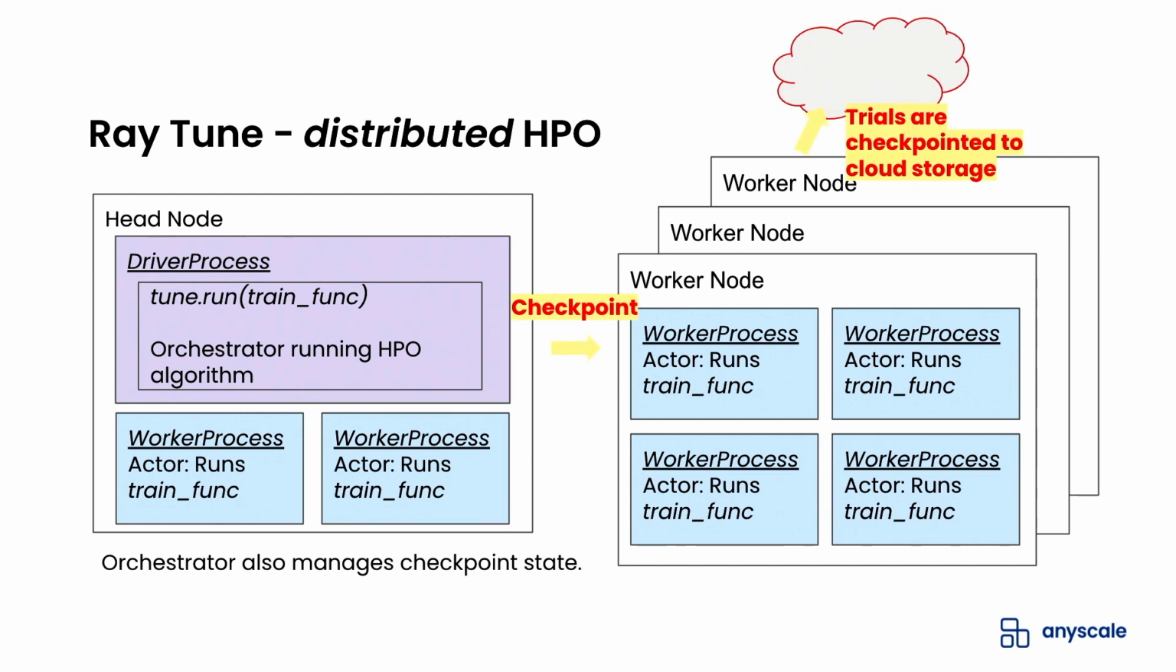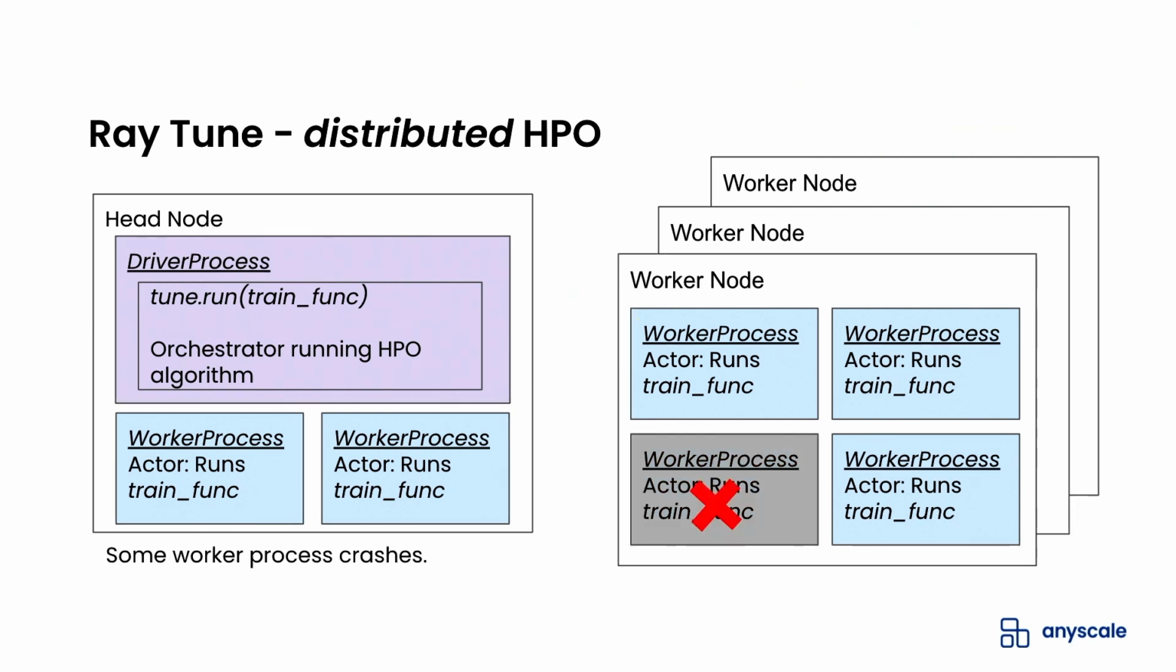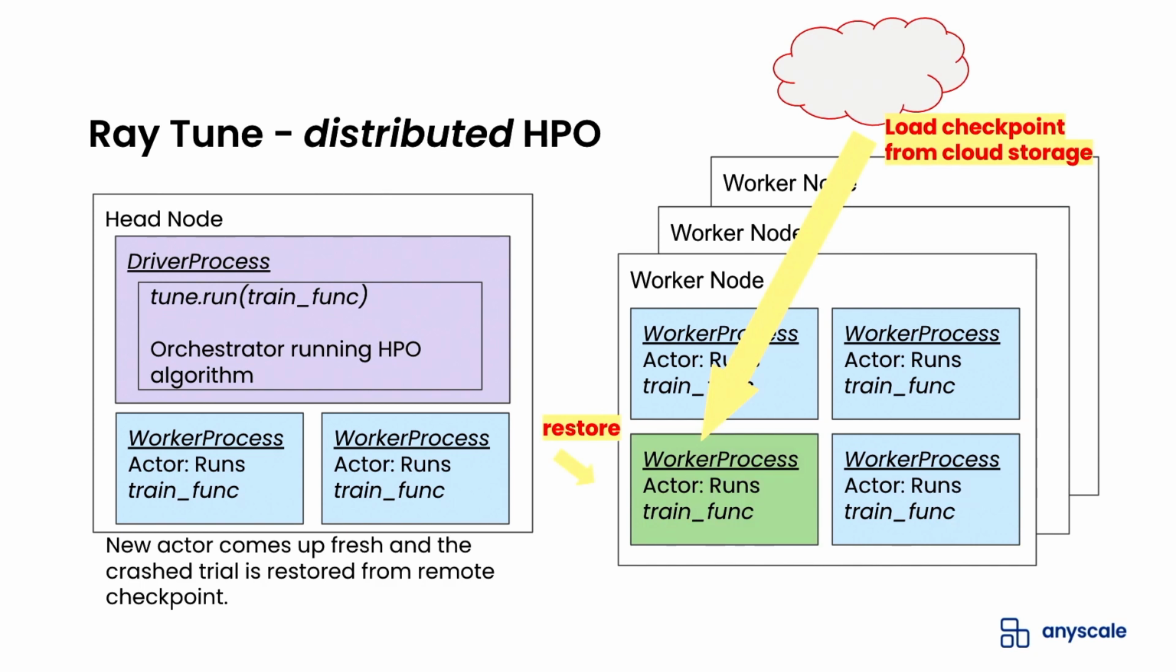Just as in any other distributed system, the nodes may go down, the process may crash, so we need a mechanism to persist intermediate states. We call this the checkpointing process. The intermediate states of trials are automatically checkpointed by some configuration to cloud storage. So let's say a worker process goes down. A new actor will come up fresh, and then the orchestrator will put the crashed trial on top of this actor with the loaded checkpoint from remote cloud storage.